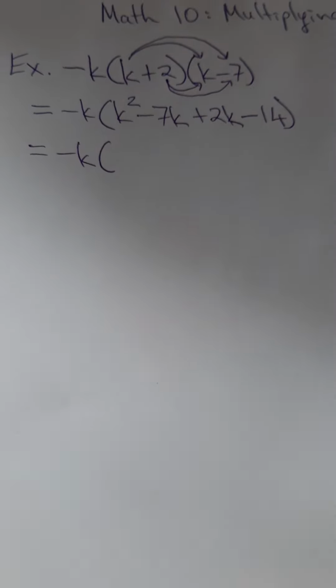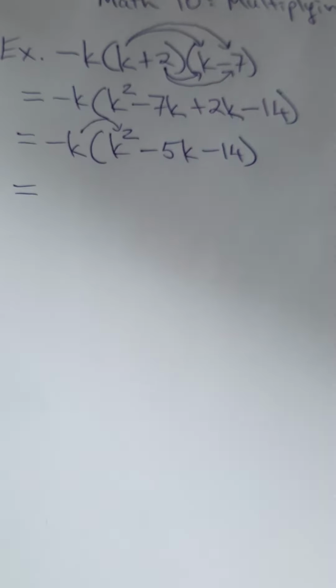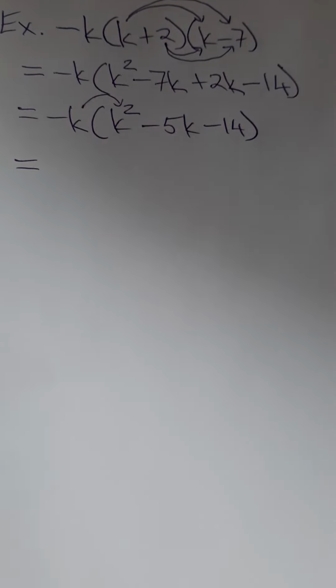I want to keep the negative k outside. And again, I want to combine these like terms together. So I'm left with k squared, negative 7 plus 2, negative 5k, minus 14. And this very last step, what we're going to do is just distribute this negative k, and you're going to multiply everything by negative k.